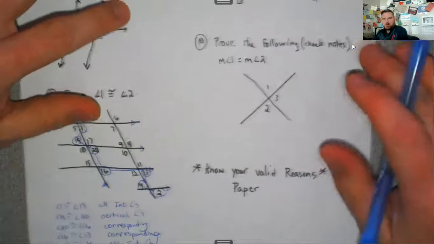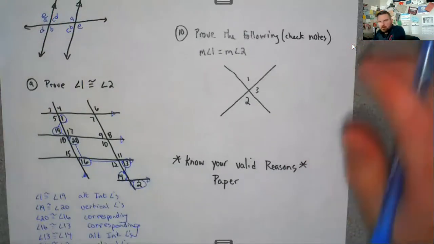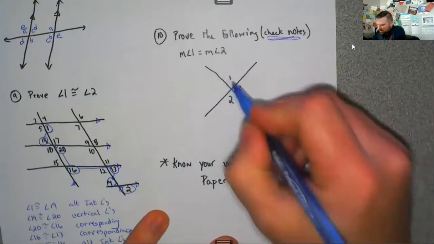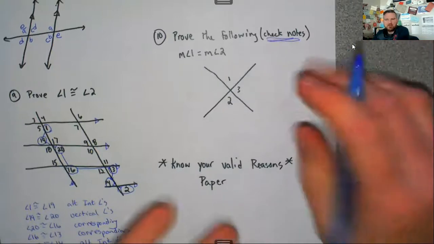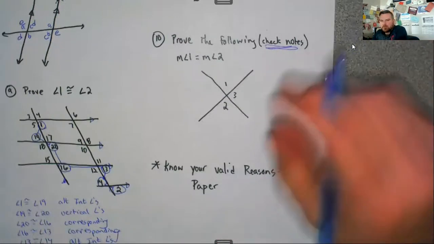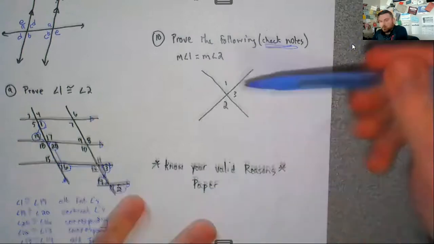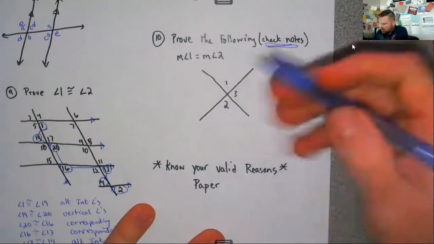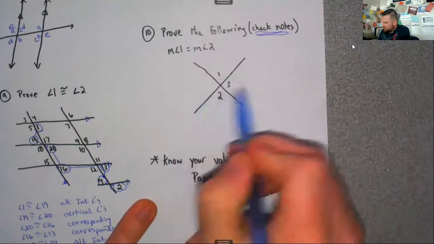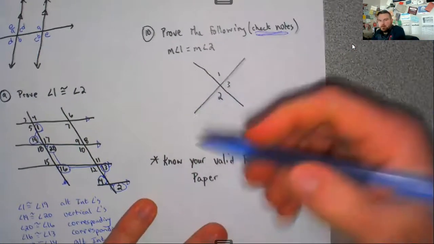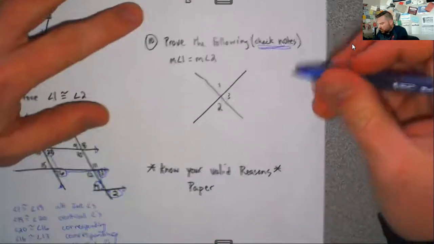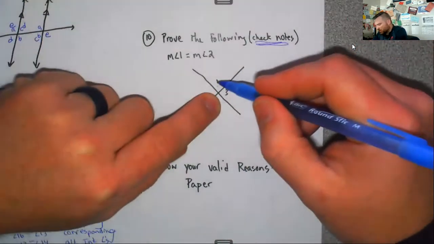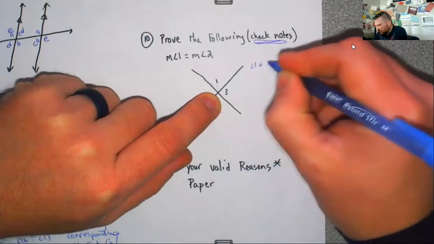Okay, number 10 here, prove the following. And check your notes because we have done this before. So these are vertical angles 1 and 2, and I want to prove that they are congruent. And there's a lot of ways to prove that they are congruent. We could prove it by a transformation, like a rotation of 180 degrees, and they're the same, or a reflection across this dividing line here. But the main way that we want to look at proving that these two angles are congruent is saying that here angle 1 and angle 3 are a linear pair.